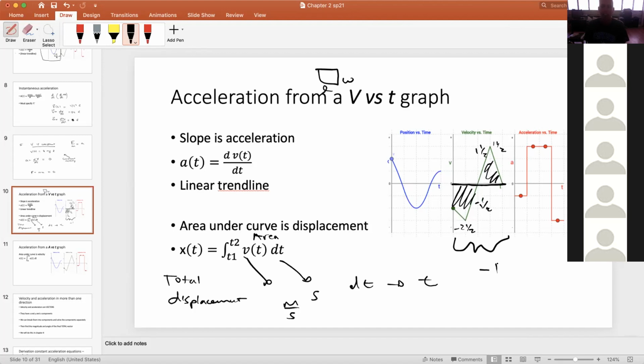The area under the curve, I don't want to say that. Yeah, maybe. Let's not say that yet, Eric.